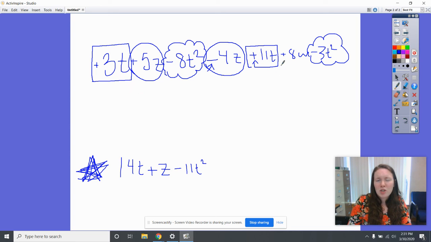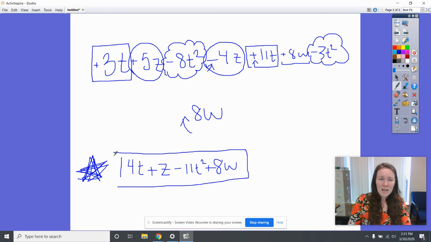Our last thing, maybe I'll just underline the last one. It's just a positive 8W. There's nothing else to combine it with, so I'll just put 8W. And again, because there's nothing there, that means it's positive, so I put a plus there. So then this would be our final answer. That is as simplified as it gets. So that is our introduction to combining like terms.